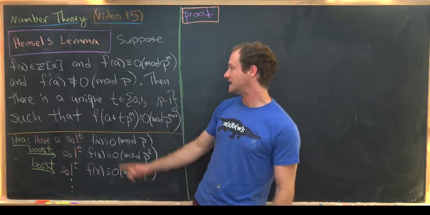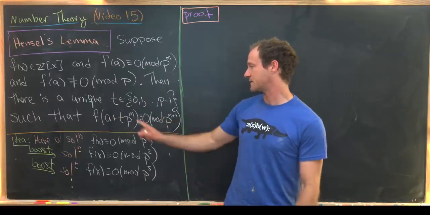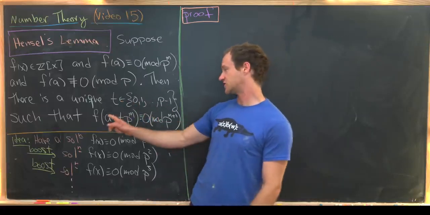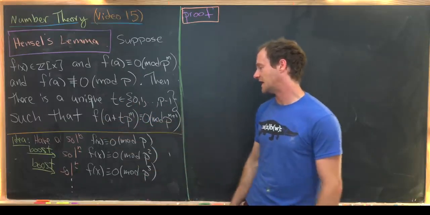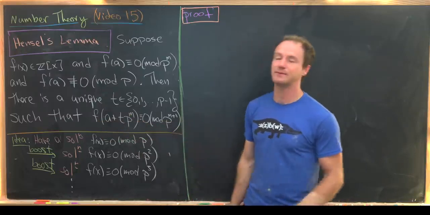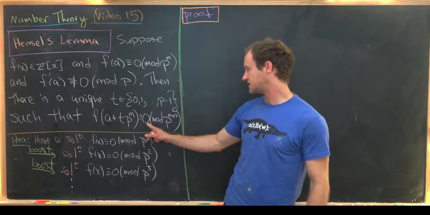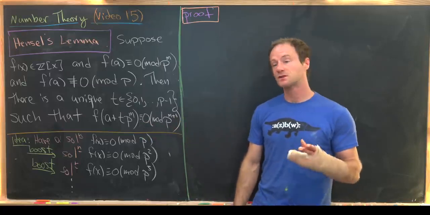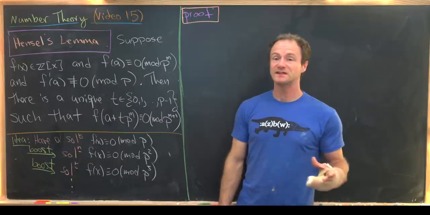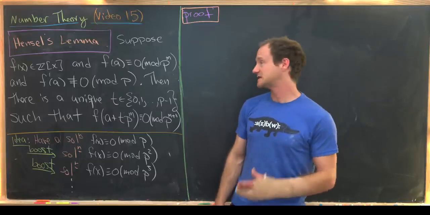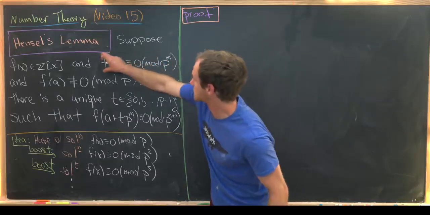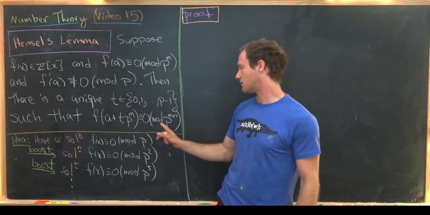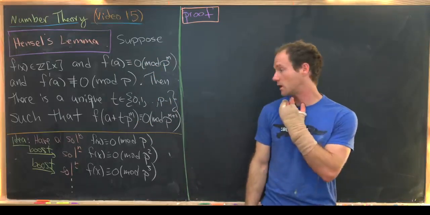This is just like the term-by-term standard derivative of a polynomial. Then there is a unique t, which comes from the set 0, 1, 2 up to p minus 1, such that f evaluated at a plus t times p to the m is congruent to 0 mod p to the m plus 1. So let's look at this. This lemma gives us the ability to start with a solution mod p to the m and create a solution mod p to the m plus 1.